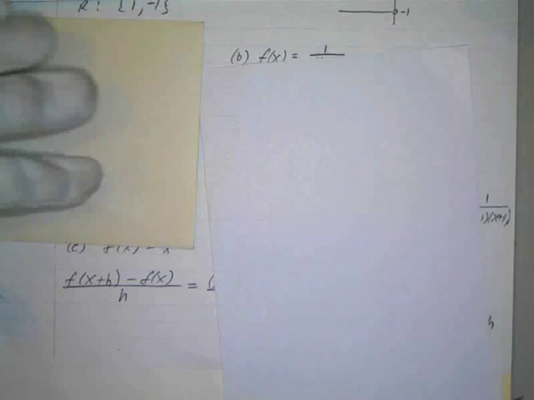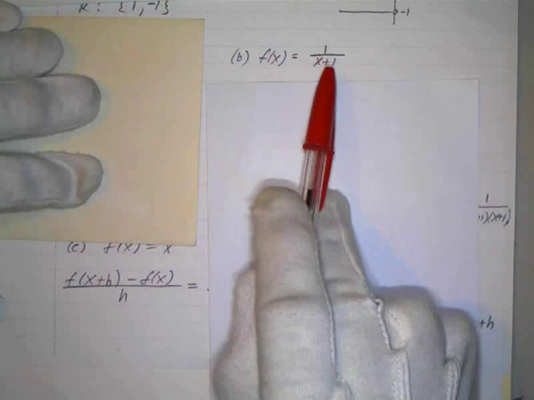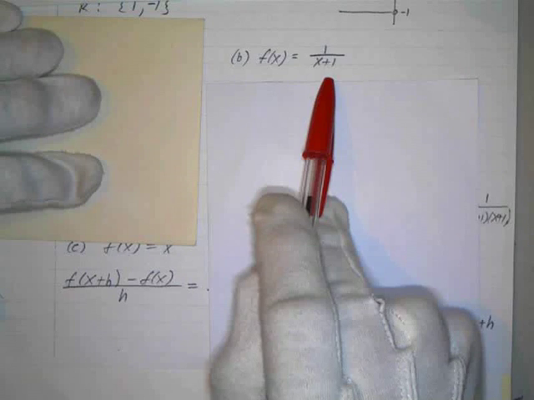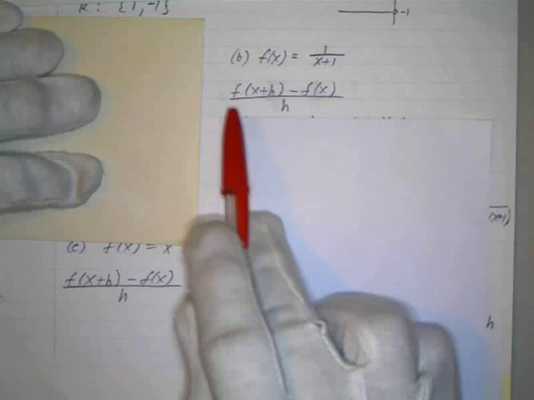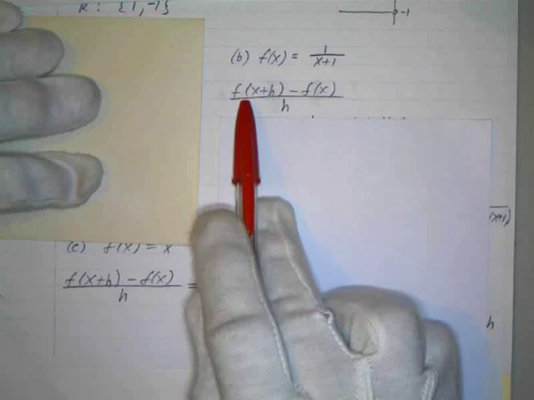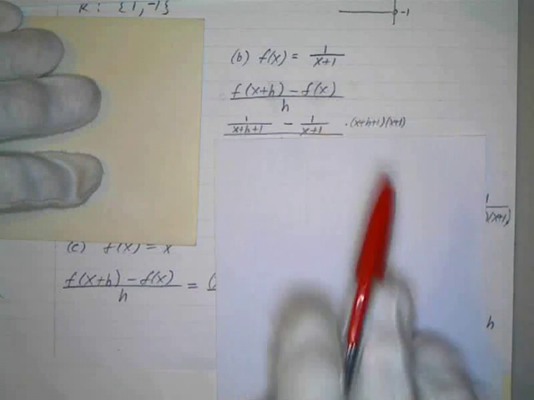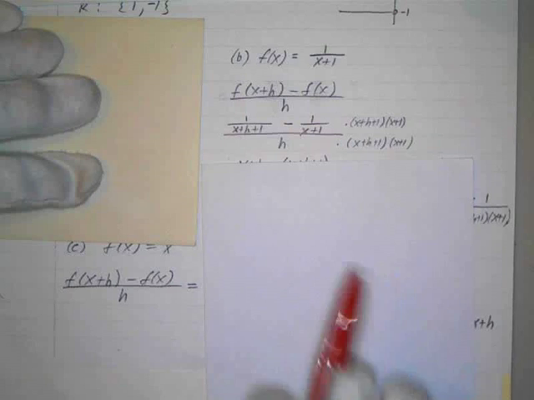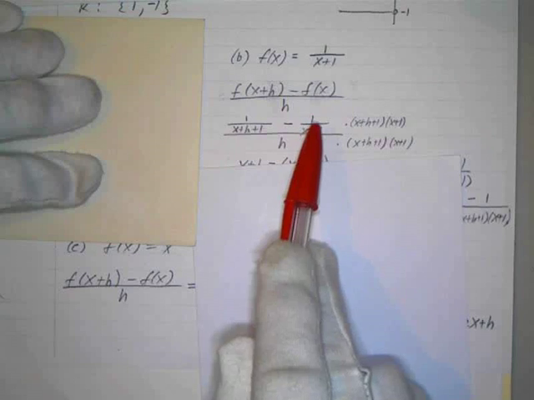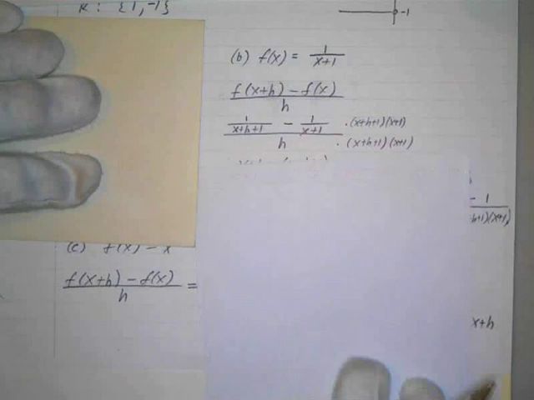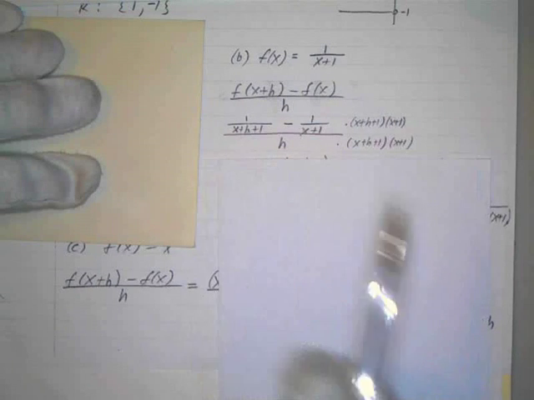Now the next section, letter b, is a little more complicated. Here my function is 1 over x plus 1. All right, so this f of x is 1 over me plus 1. So if I'm going to say f of x plus h, that's going to be 1 over x plus h plus 1. 1 over me plus 1. So when I put this in, I have this 1 over x plus h plus 1 minus the original function 1 over x plus 1 all over h. And now we have a complex fraction.